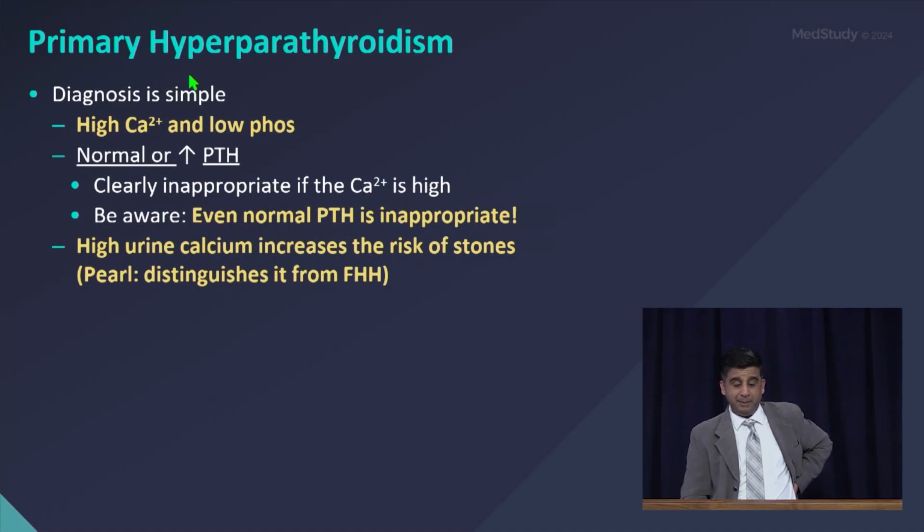So primary hyperpara, you'll have high calcium and low phos, right? Because what is PTH? Phosphate trashing hormone. So calcium is high, phosphate is low. And of course, these patients have high urine calcium. That's why they have high risk of stones.